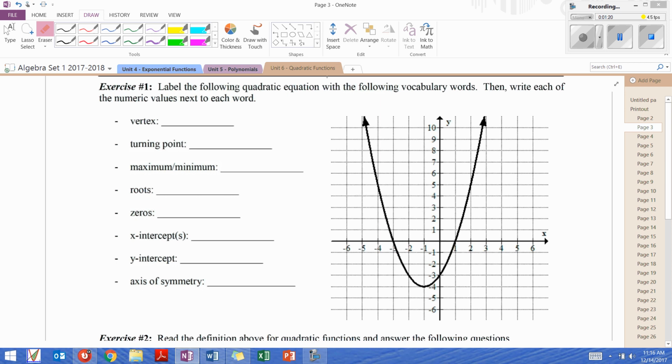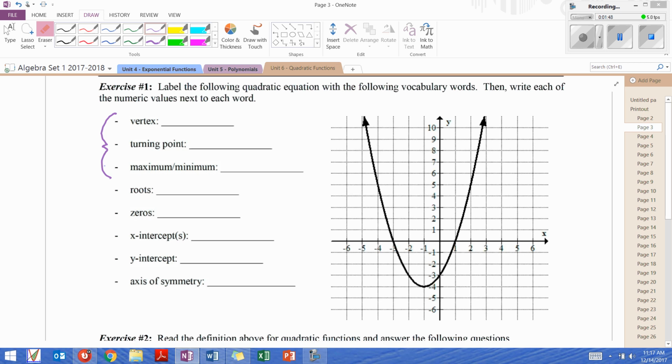All right, exercise 1. Label the following quadratic equation with the following vocabulary words. And then we're going to write the numerical values next to each word. Okay, so vertex. The vertex has many names. The vertex and the turning point and the maximum and minimum are actually the same thing. We just sometimes refer to them using different words, sometimes for no reason at all.